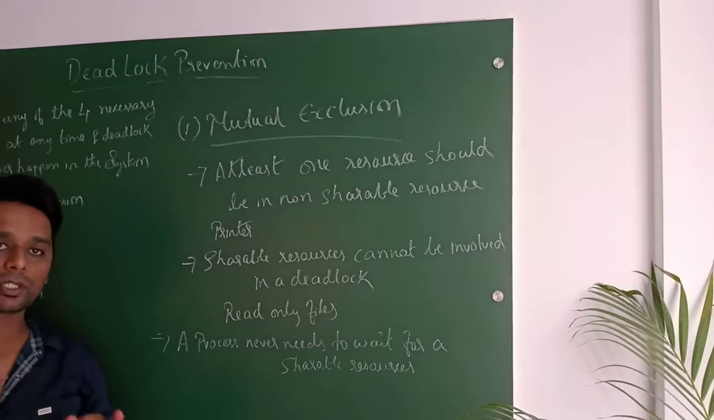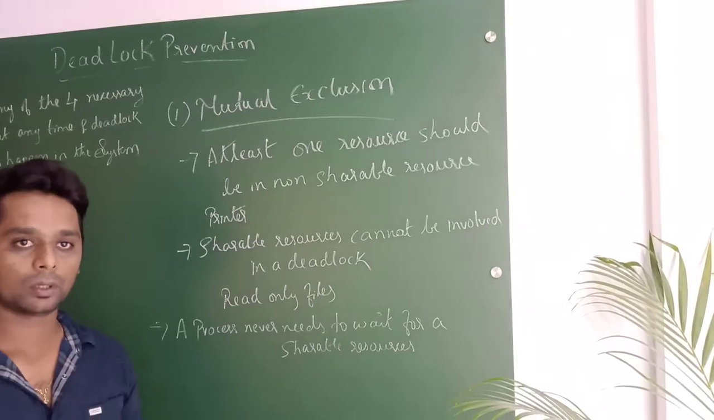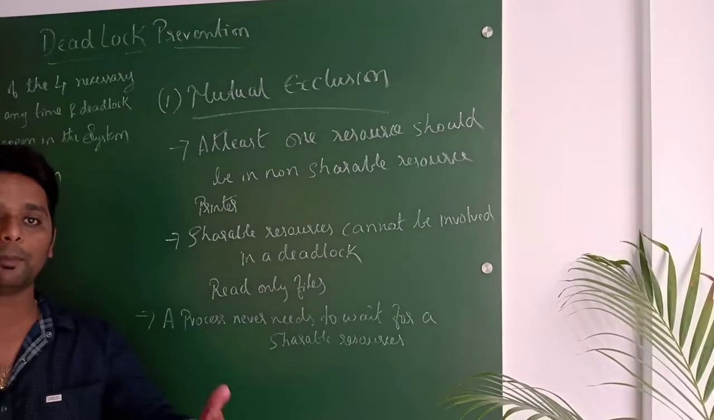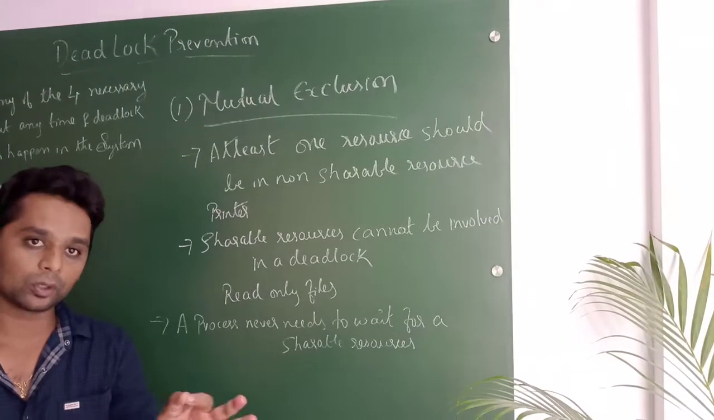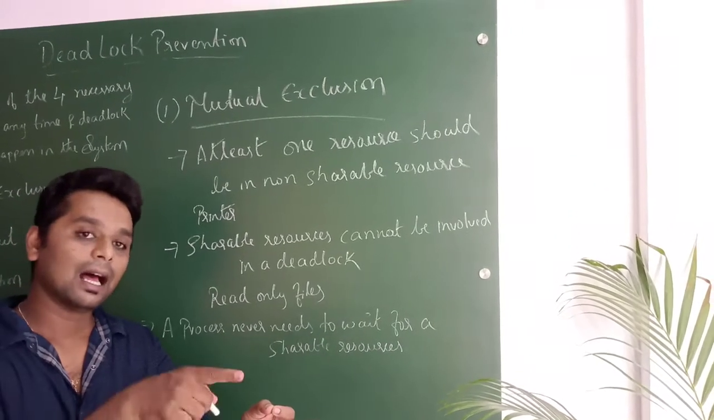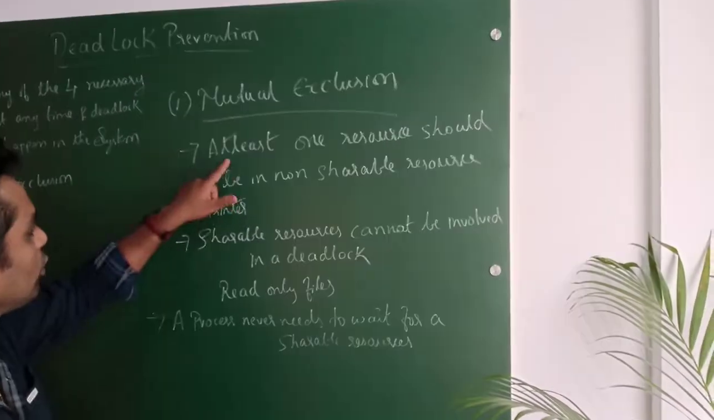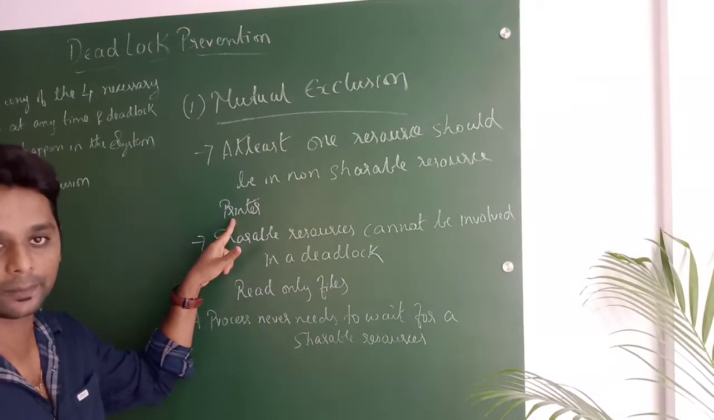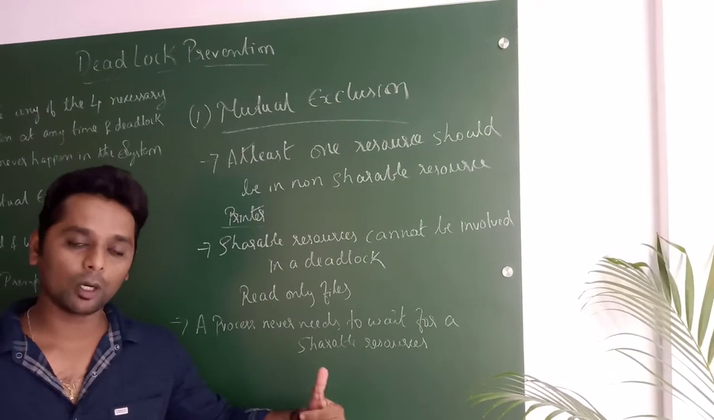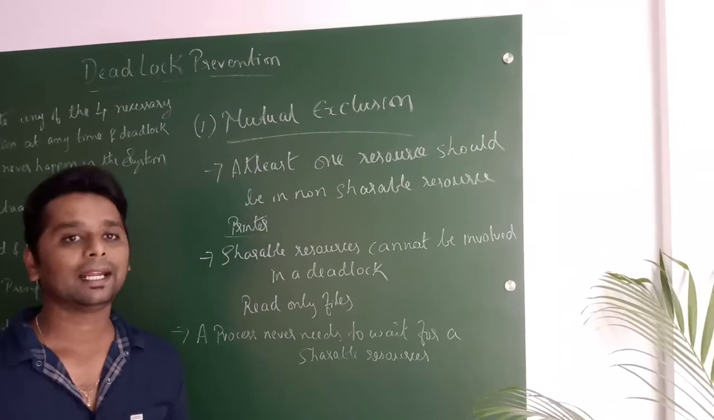Whenever you go with mutual exclusion, at least one of the resources should be in non-shareable mode. Whenever I say non-shareable mode, the resource cannot be shared among multiple processes. Once a particular process is allocated the resource, no other process can get that resource until it is released. An example of a non-shareable resource is a printer. If two or more processes or users want to access the printer simultaneously, it is not possible.